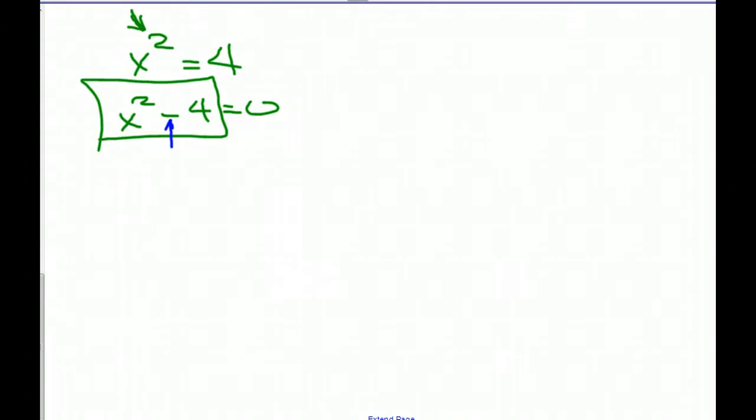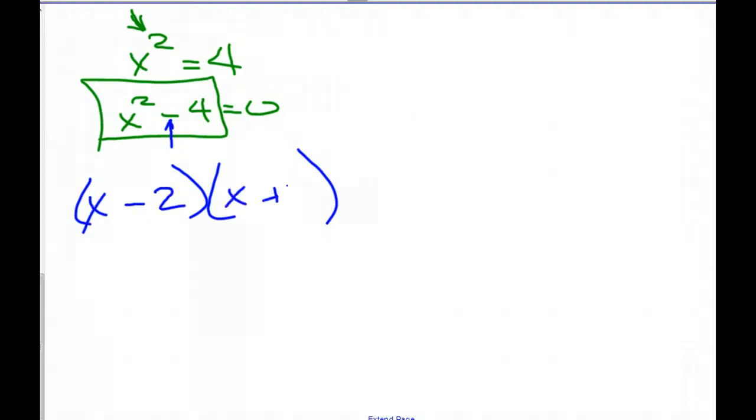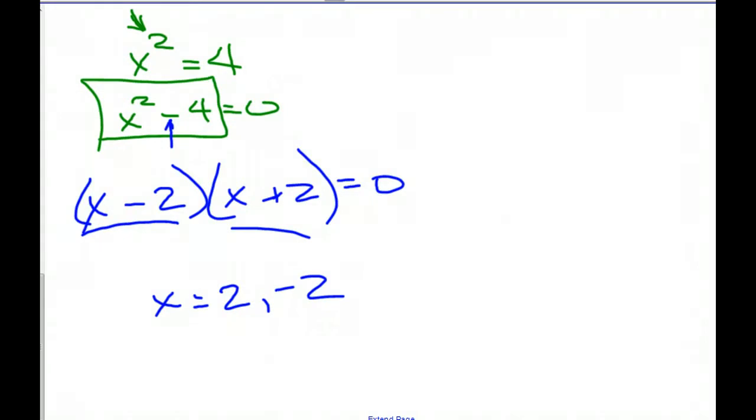The difference of 2 squares says that the first one is x minus 2, x plus 2. That means that in order for this to be a true statement, this has to be 0 or that has to be 0, which means x equals 2 or negative 2. That's a long drawn out process for something you can do in your head, I know. But later on it'll be the only way to do it.